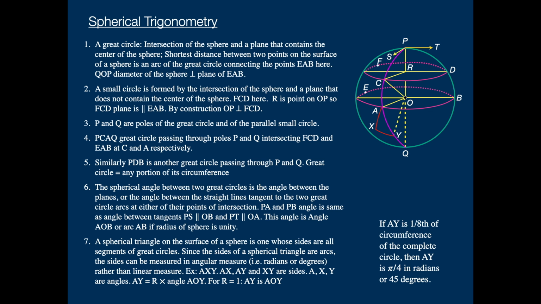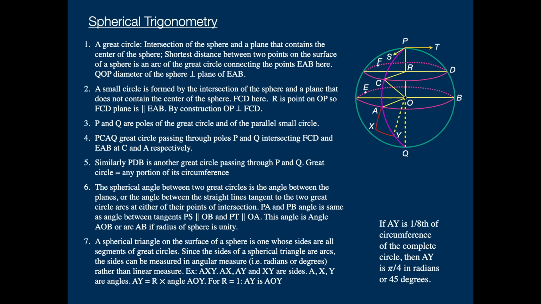So similarly, PDB is another great circle which intersects the smaller circle at D and the great circle at B. So a great circle, as I said, is the same as any portion of its circumference. So if you take AB, that is also what we call a great circle arc. The arc is the same. The spherical angle between two great circles is the angle between the planes, or the angle between the straight lines tangent to the two great circle arcs at either of their points of intersection.